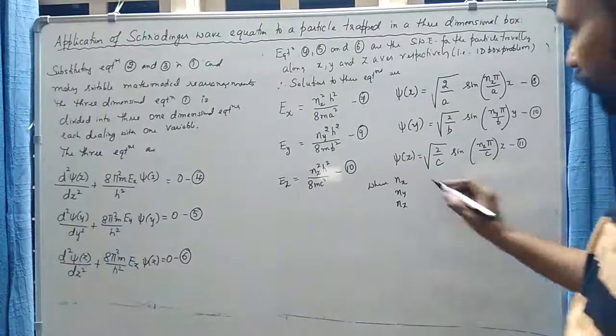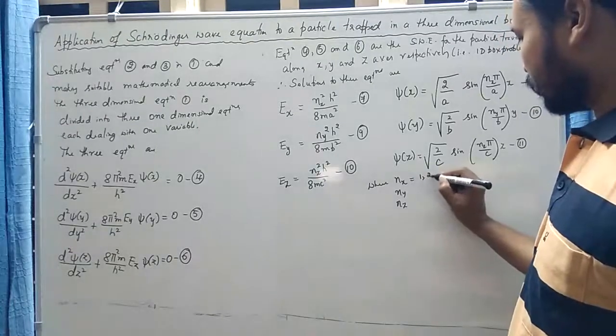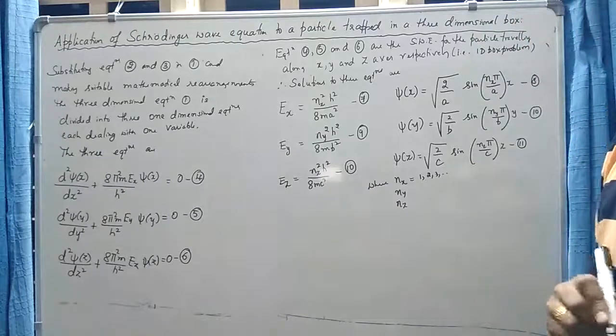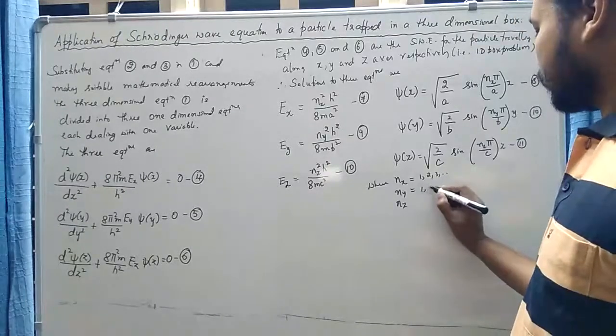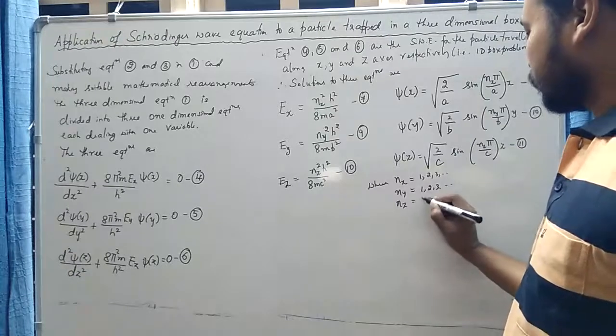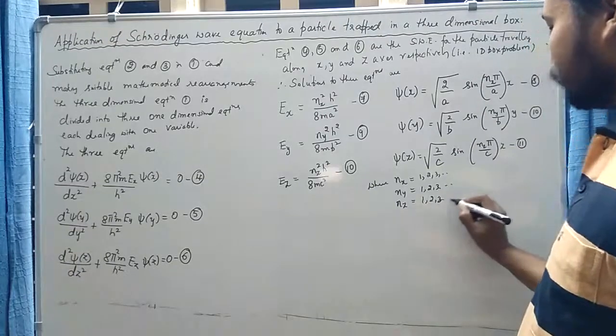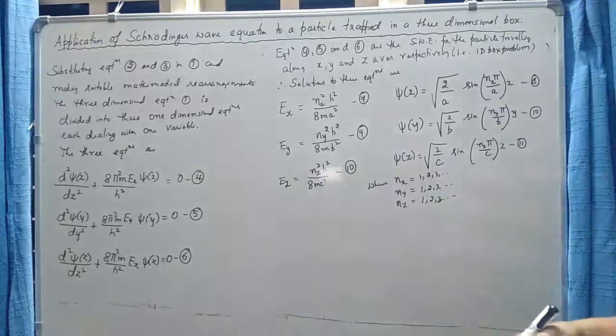where nx, ny, nz are the quantum numbers whose values are integers: nx is 1, 2, 3, etc. Similarly, ny is 1, 2, 3, etc., and nz is 1, 2, 3, etc. These values represent the state of the particle along x-axis, y-axis and z-axis. Remember, nx, ny or nz cannot be equal to 0. The first value of nx, ny and nz should be equal to 1. Why? You already know it. And also the values of nx, ny and nz can be varied independently.